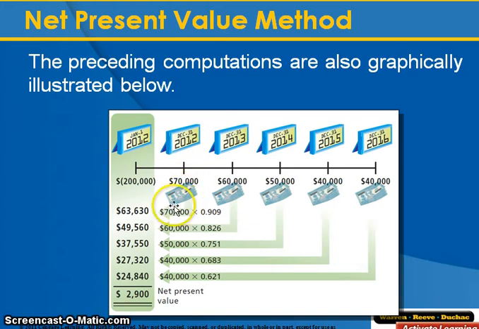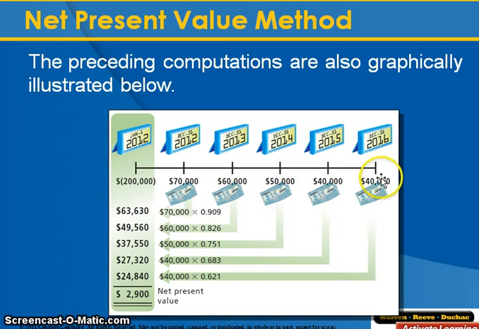So the idea is we're saying, okay, what is $70,000 on December 31st, 2012, 1 year out, worth to us today? Well, $70,000 is worth $63,000 to us in today's dollars. Well, all right, December 31st, 2013, $60,000. What's that worth to me? Well, in today's dollars, which is January 1st, 2012, that $60,000 is worth to me $49,000. Okay, and you do this for each one of these.